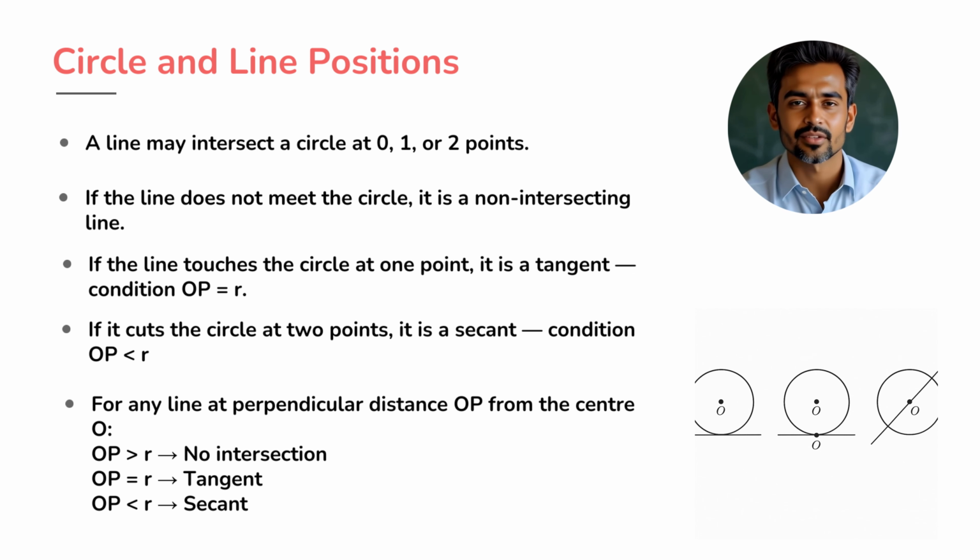Case 2. If the line just touches the circle at one point, it becomes a tangent. Here, the perpendicular distance equals the radius. So, OP equals R. Case 3. If the line cuts the circle at 2 distinct points, it's a secant. That means OP less than R. So you can remember it like this: greater than R, outside; equal to R, just touches; less than R, cuts through. This simple relationship between line and circle helps in deriving many tangent and secant theorems later on.